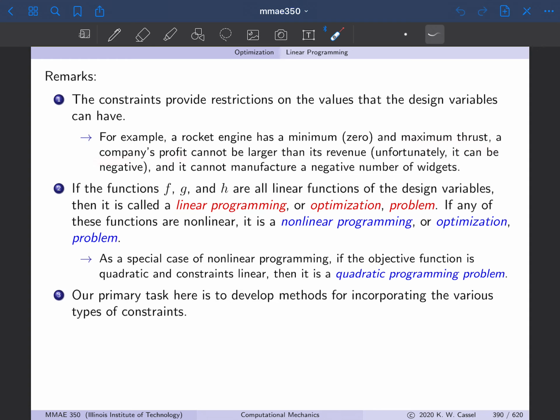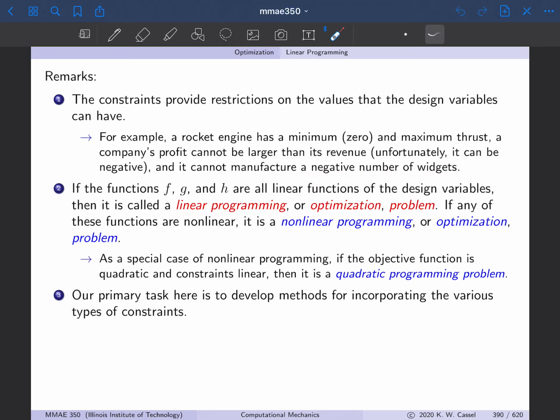A company's profit can't be larger than its revenue. And unfortunately, it can be negative. So that leads to inequality constraints on profit. If you're manufacturing things, you can't manufacture a negative number of widgets, for example, so that would again be a positivity constraint.